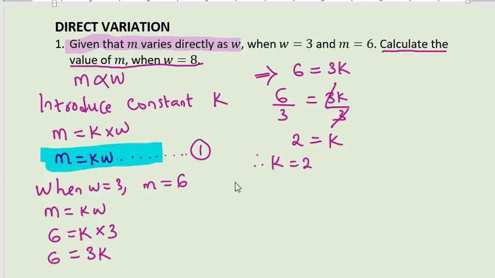We go back to the general formula, which says m is equal to kw. And what are we asked to solve for? The value of m, which means m becomes the new unknown, unlike before when we had k as the unknown. Now k is 2. We've solved for k here, so k is 2. K is known. K is no longer missing. And then multiply by w. What is w? W happens to be 8. Okay, so m is equal to 2 multiplied by 8 is 16, and we are done.